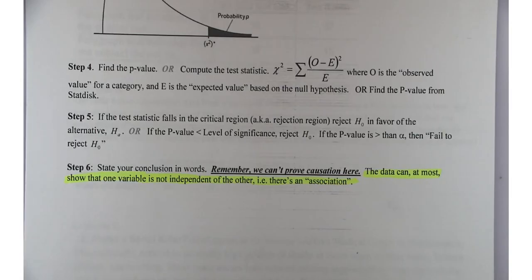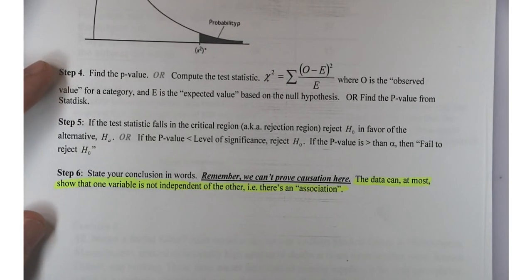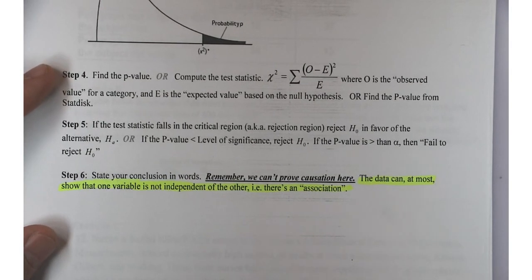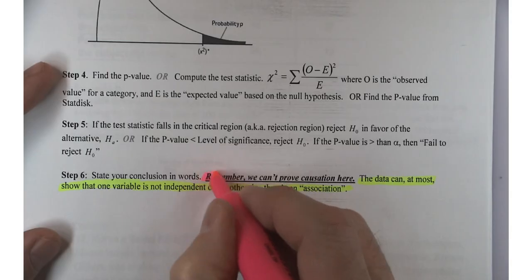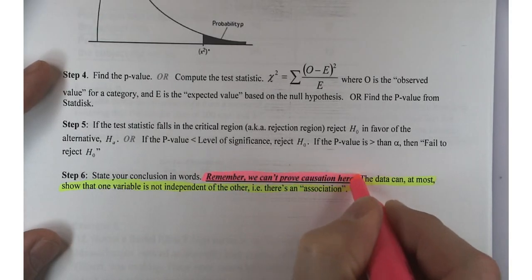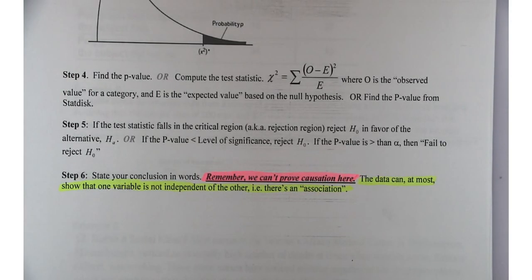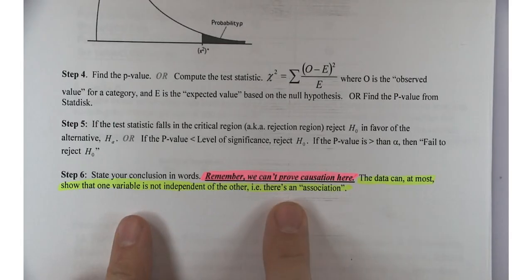What is it you think I'm trying to draw your attention to? There's an association. Okay, what else am I trying to scream out in words here? Yeah, you can't prove causation with these kinds of tests. It's going to be very tempting to say one causes the other, but that's not the kind of conclusion we can get when we're doing a chi-square test for association. The most we can conclude is that there is an association.